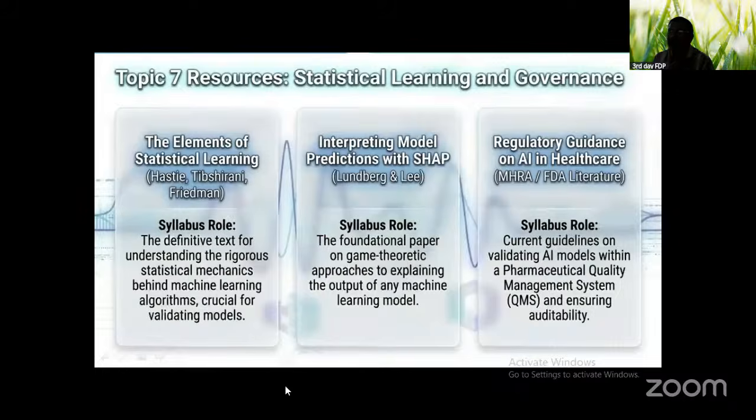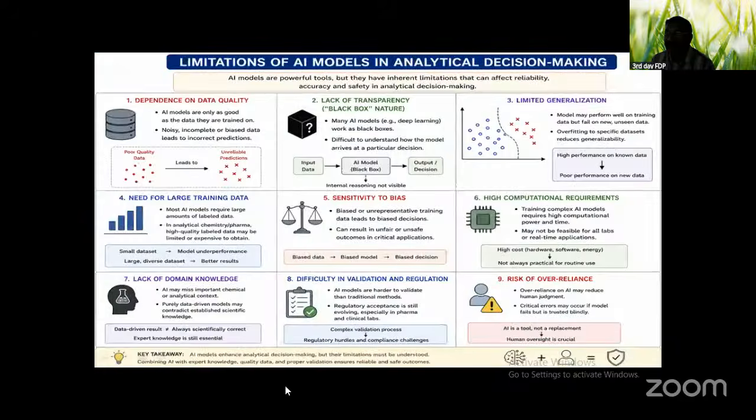Then this is the literature available on the limitations of artificial intelligence. The Elements of Statistical Learning, proposed by Hastie, Tibshirani, and Friedman; Interpreting model predictions with SHAP, published by Lundberg and Lee; and regulatory guidance on AI in healthcare systems, that is the MHRA and FDA literature. We have to take it directly from the MHRA and FDA sites. You will get the limitations of artificial intelligence.